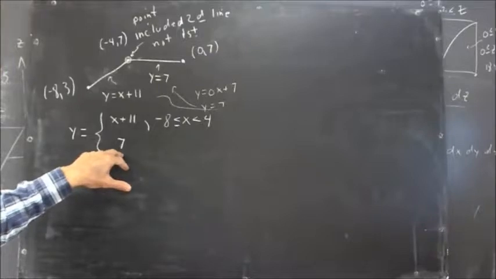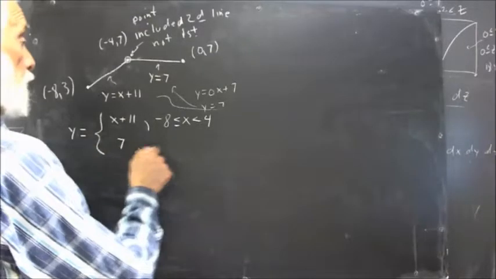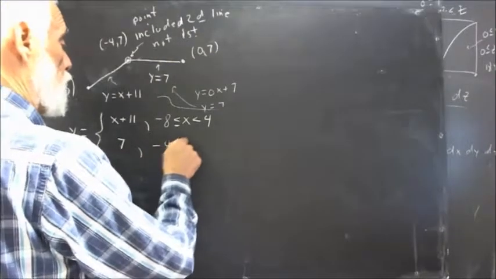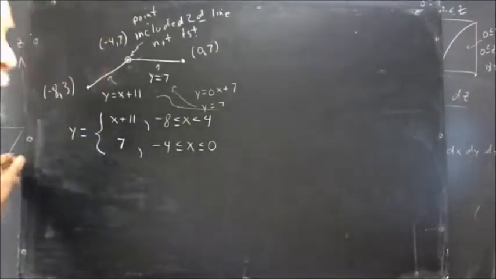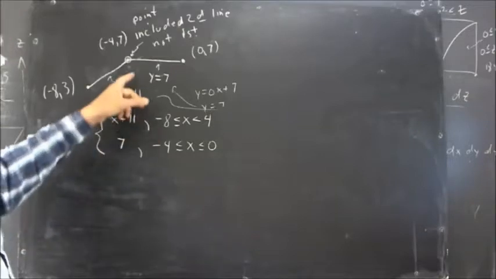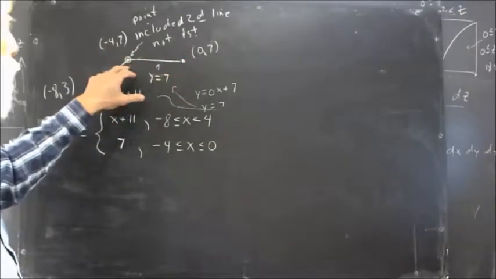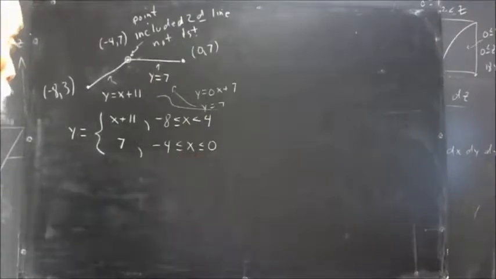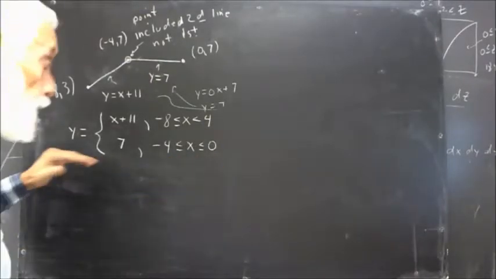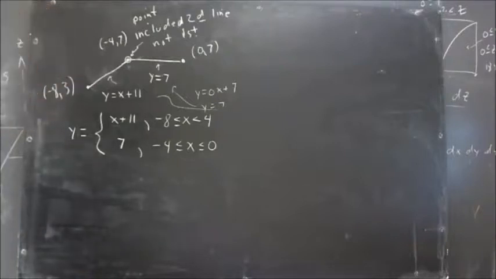And where is it that y equals 7? Well, that's for -4 less than or equal to x, less than or equal to 0. Okay, because from -4 to 0, including -4 and 0, so we have the inclusion here, we follow this segment. So, fairly straightforward problem, but you do need to know how to do that.